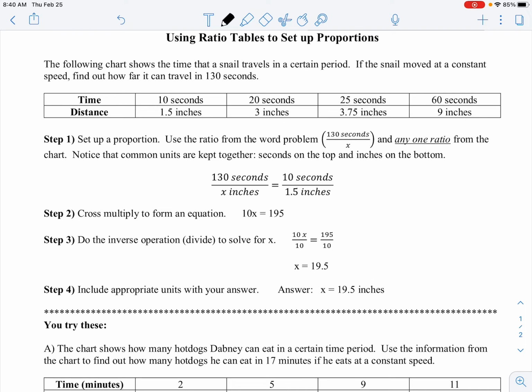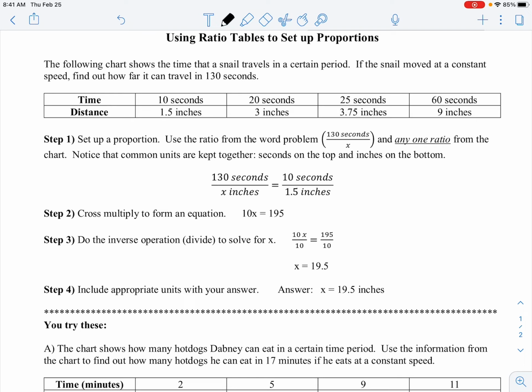So the following chart shows the time that the snail travels in a certain period of time. If the snail moved at a constant speed, find out how far it can travel in 130 seconds. So our steps are telling us to set up a proportion here. Use the ratio from the word problem, so it gives us the ratio here in our example, 130 seconds over x inches, and any one ratio from the chart.